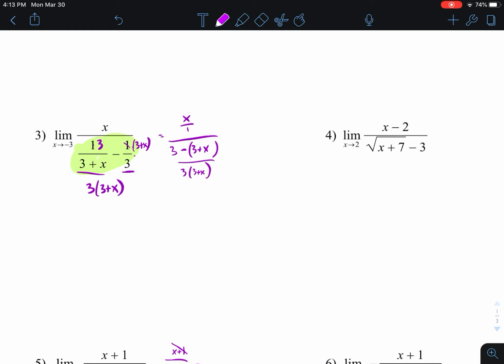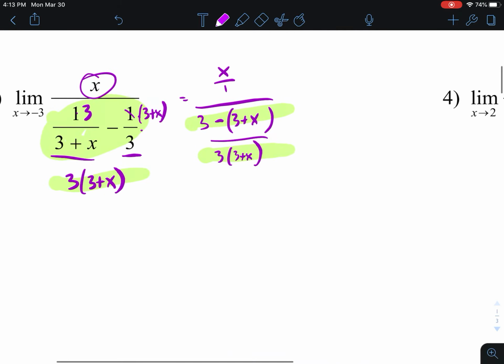Cool. So the numerator I wrote is x over 1. The big denominator, I rewrote this. Instead of 1 minus 1, I wrote 3 minus 3 plus x. The common denominator now is 3 times 3 plus x. And bam, I have somewhat unified a fraction over a fraction.